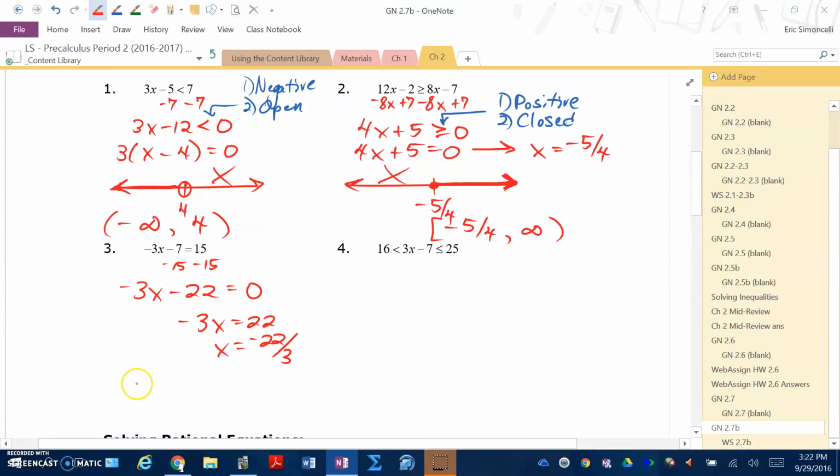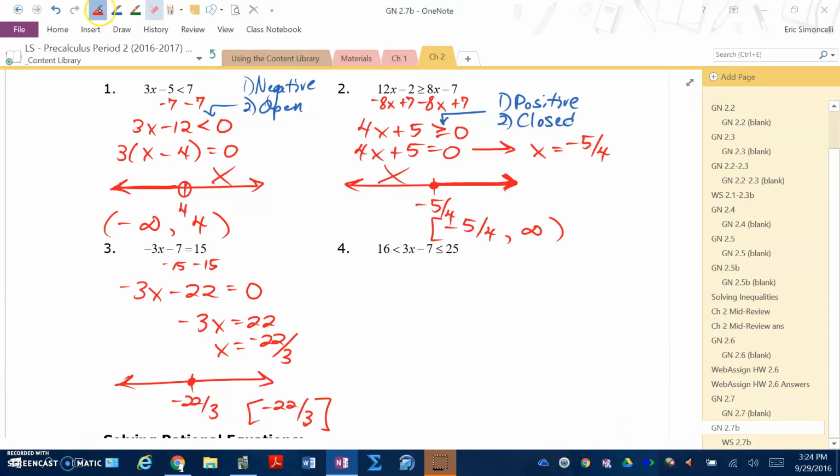When we put this on a number line, we say, of course, negative 22 thirds. It is only going to be closed at that value. And really that's the final answer. In interval notation, this will be it. Brackets with negative 22 thirds.